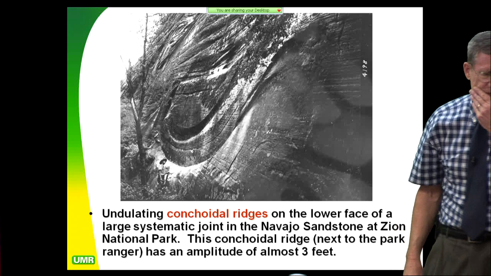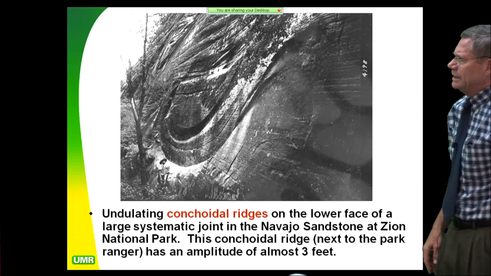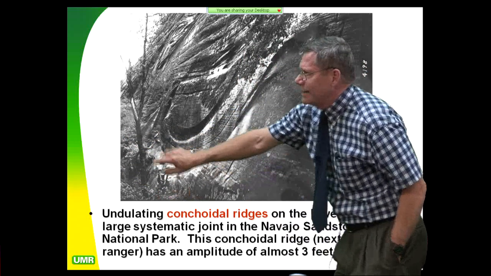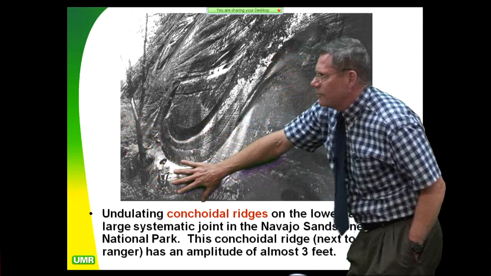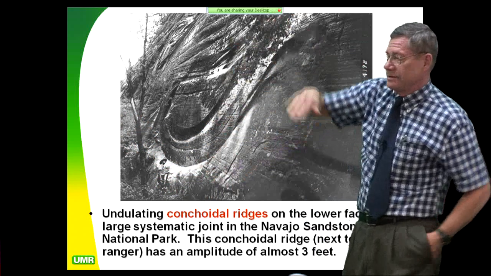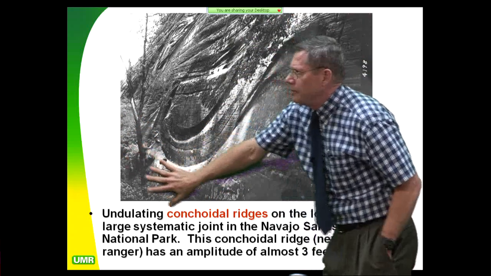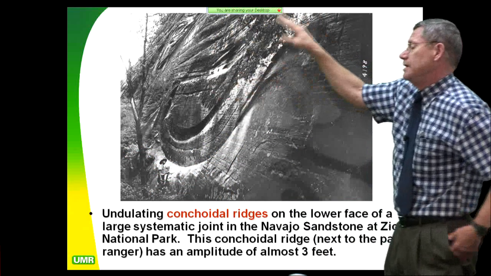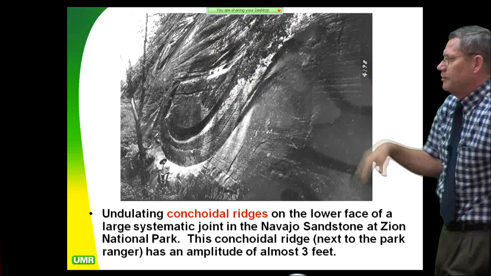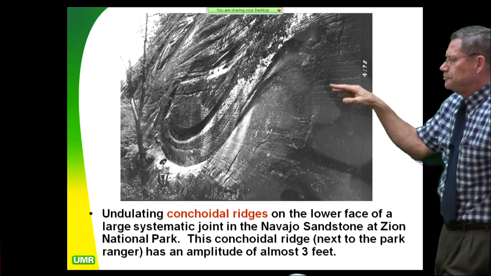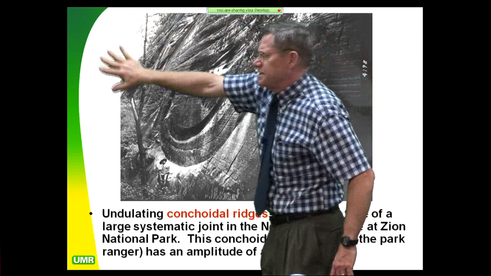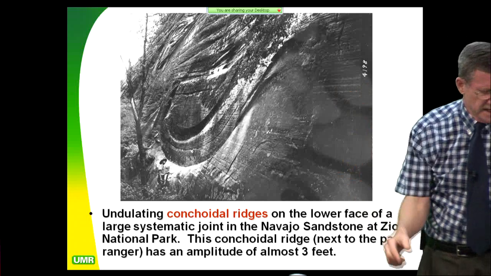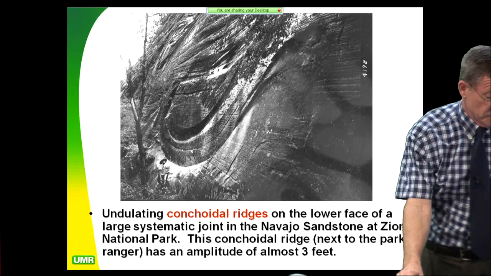Now, here's what a conchoidal ridge looks like. It's the biggest one I've ever seen a picture of in my career. That's a conchoid ridge. That's a ranger that used to go out hiking with me on the weekends. And this conchoid ridge is about a meter amplitude. It's about 39 inches, a bump. And so this is a huge joint face in the Navajo sandstone in the high country, back country at Zion, where the people never get into. And this is a huge joint face, probably about as big as a football field. Very, very large. And so it has the world's largest conchoids I've ever seen. Those are really big ones.